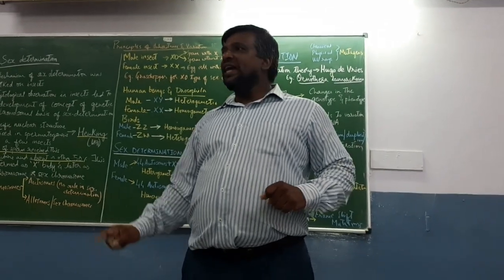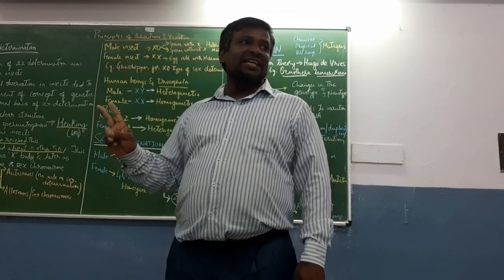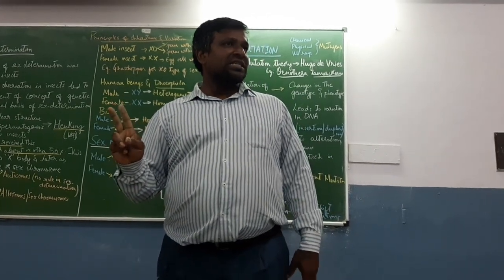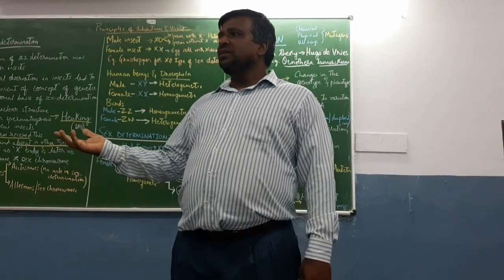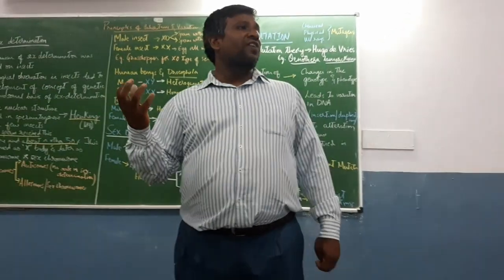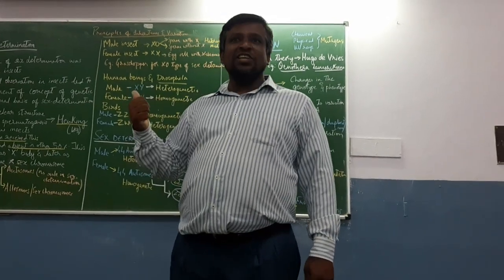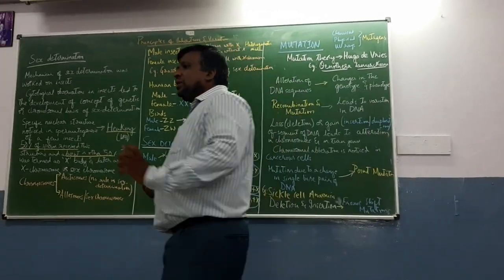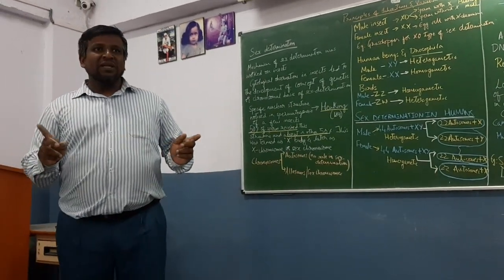We had discussed one gene inheritance, two gene inheritance. We had also discussed incomplete dominance, codominance. All these factors we had discussed in the previous classes. And last class, if you remember, I had discussed a very tough concept, recombination and linkage.